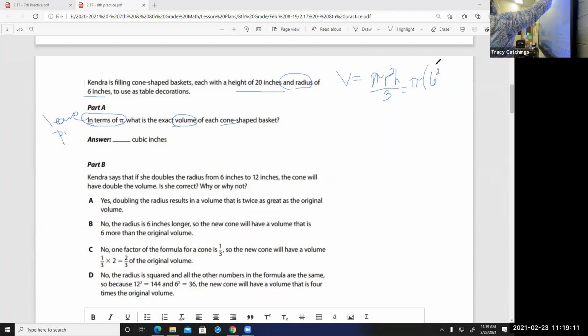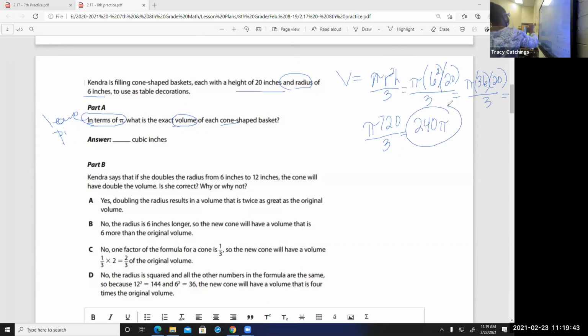You sure? Should be 3. Yes. No. And the height was 20. All right, 6 squared, we already know that to be 36. Somebody do 36 times 20. All right, divide 720 by 3. All right, so that would be 240 cubic meters.